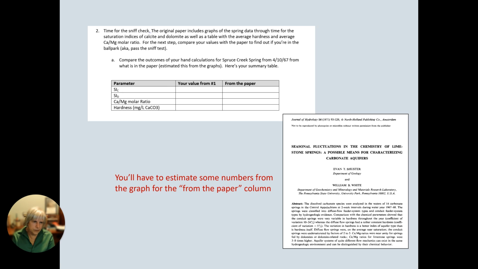They're out of this paper by Evan Schuster and Will White. This is actually one of the papers we're going to read for our in-class reading at the end of the semester, so this one you'll see again. But you're going to have to look at the graphs in that paper and get an estimate of what ratios they used for those locations. And see, are your numbers in the ballpark? Do they pass the sniff test? So this is how you're going to do the sniff test on this data set.